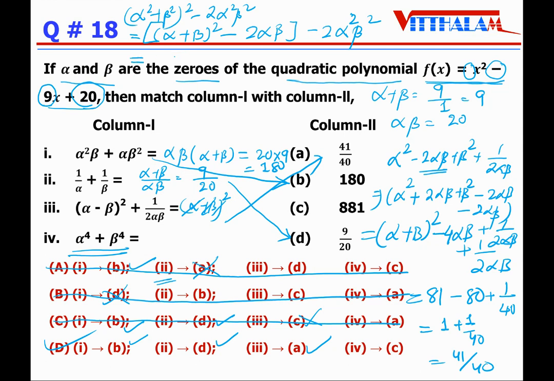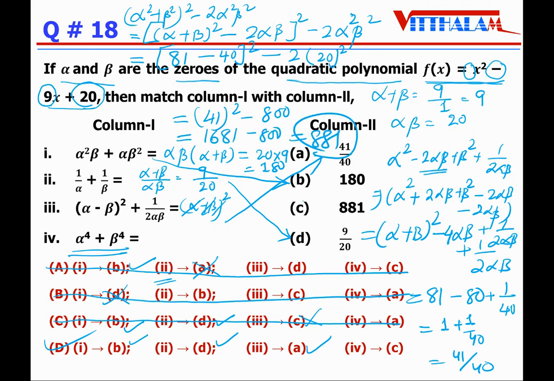Now alpha plus beta means 9 square, 81. So this is again square. 81 minus 2 alpha beta, 2 alpha beta means 2 times 20, so 40. Whole square minus 2 times alpha into beta square, that is 20 square, equals 81 minus 40. So 81 minus 40 is 41 square minus 2 times 20 square, that is 400, and 2 times means 800. Now 41 square is 1681 minus 800 equals 881. That means C. So option D is the right answer. Next.